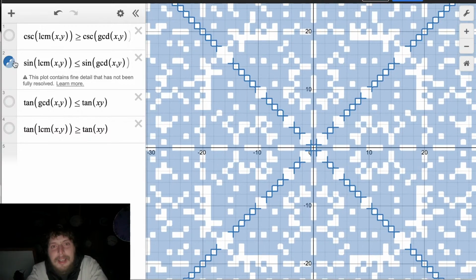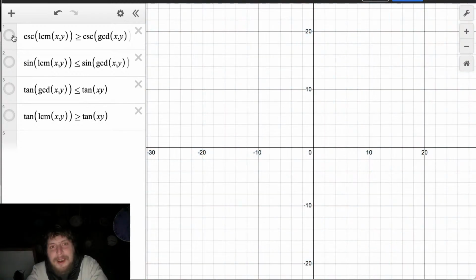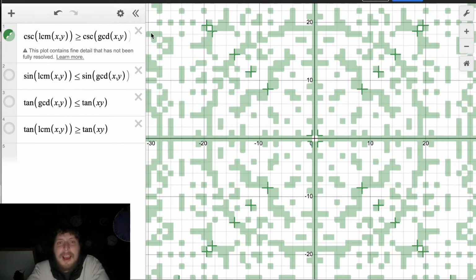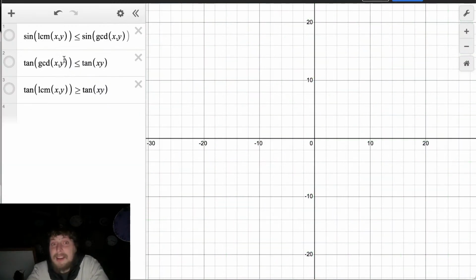Now, here is similar but with cosecant as opposed to sine. Now, that one looked kind of cool too. Now, we're going to jump in with adding some new ones.